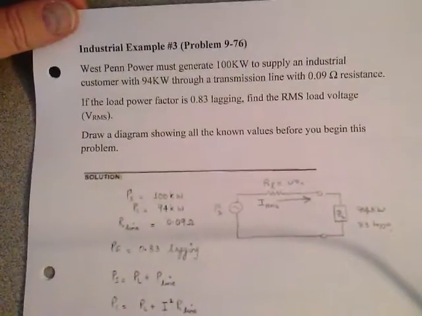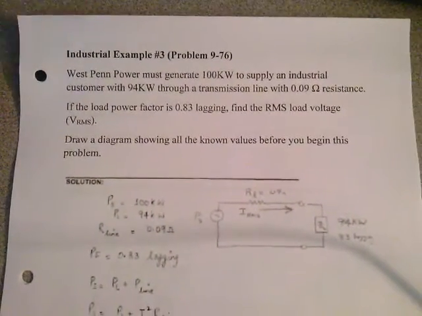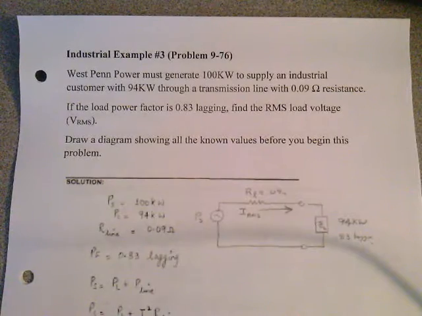Another problem in the book. West Penn Power must generate 100 kilowatts to supply an industrial customer with 94 kilowatts through a transmission line that has a 0.09 ohm resistance, which is an application there. That's typical. Very, very low resistance in the transmission lines, but there's still some resistance there. If the load power factor is 0.83 lagging, find the RMS load voltage, VRMS.